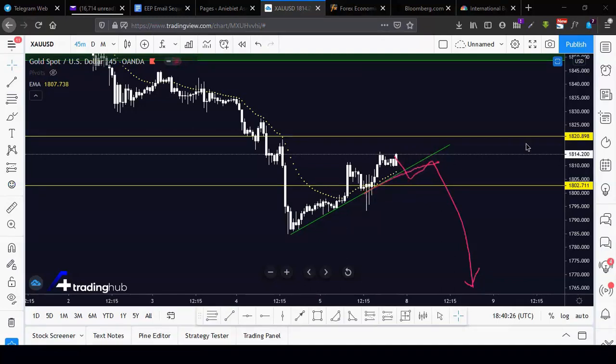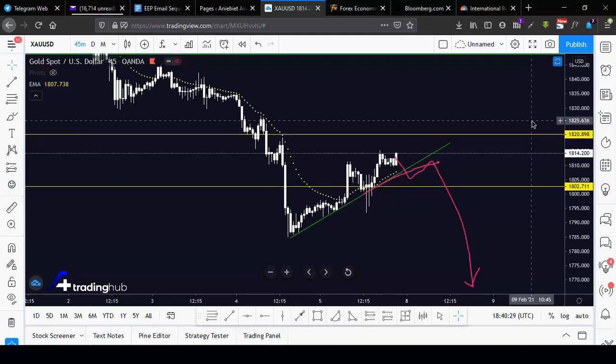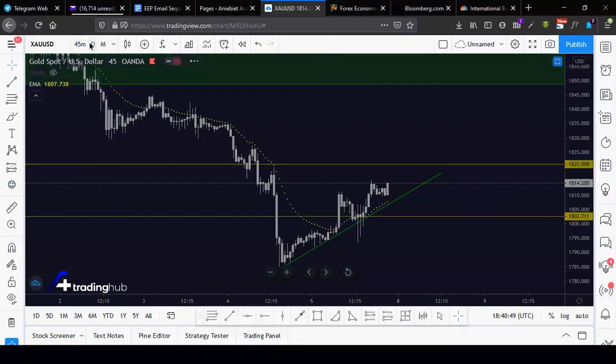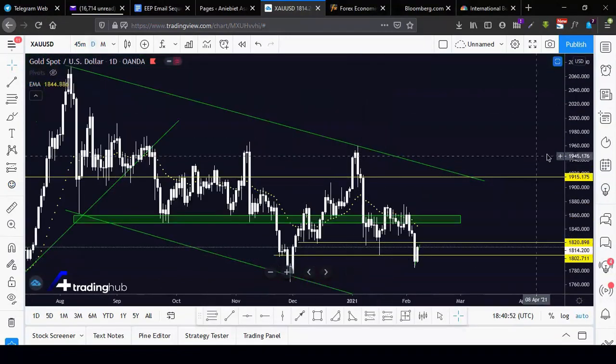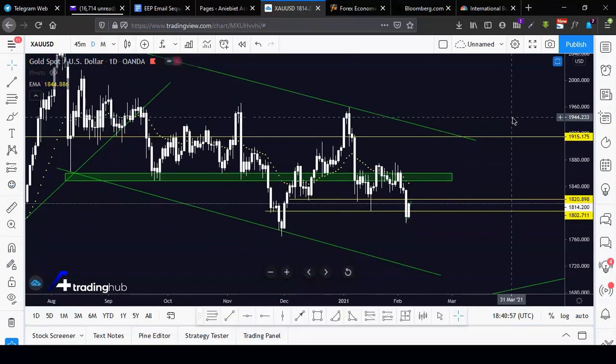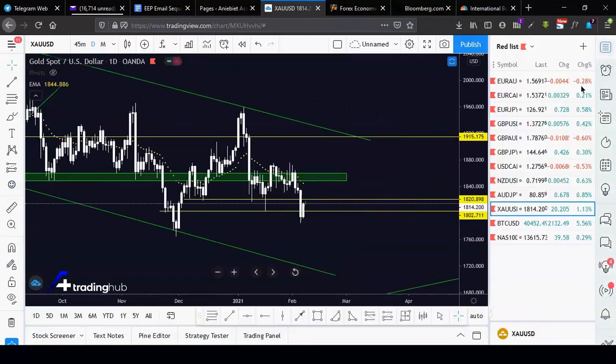If you don't get that breakdown, let price push to the upside, let price move to the top, let price go back to this zone, then you can sell from here. So I believe my analysis on gold is very clear. So we move to the next one. It's bearish, so it's better you look for selling opportunities on gold than to look for buying opportunities.